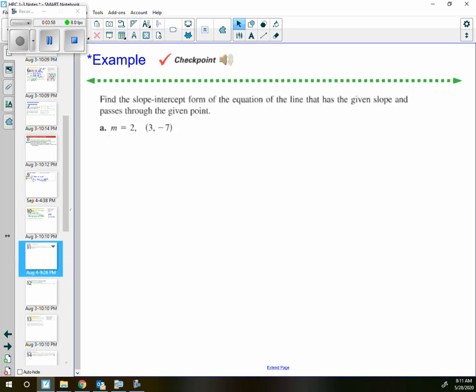We're going to get right to an example. So we're going to take a look at a checkpoint. This is an additional example. Notice again, it has the video link in the book as well. It says find the slope-intercept form. So important, we know what form they want, of the equation of a line that has the given slope and passes through the given point.